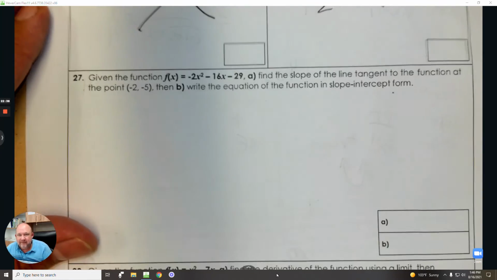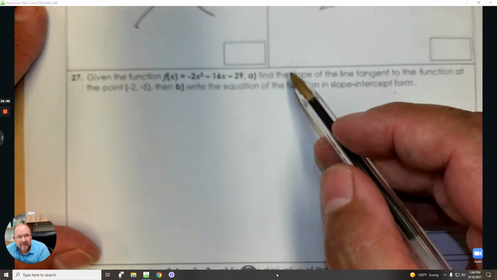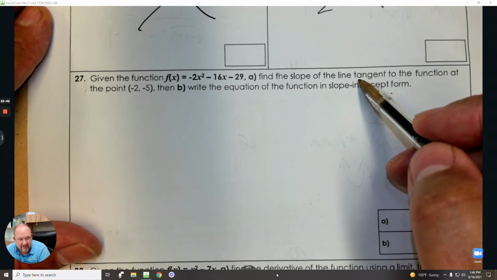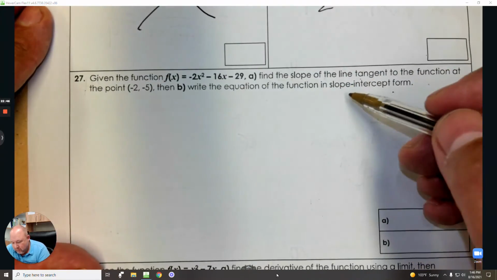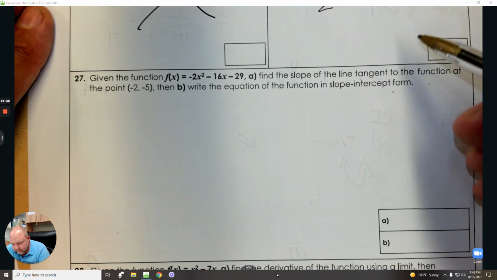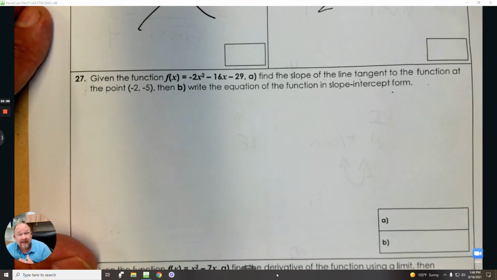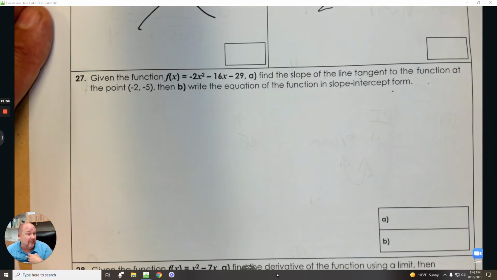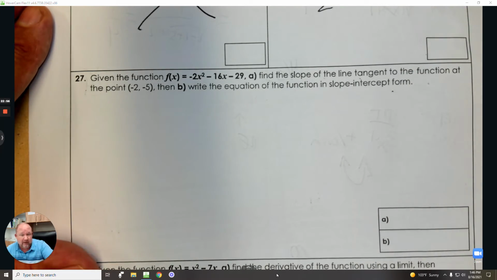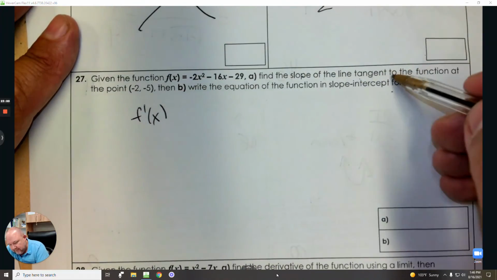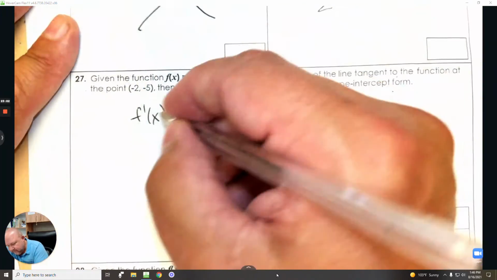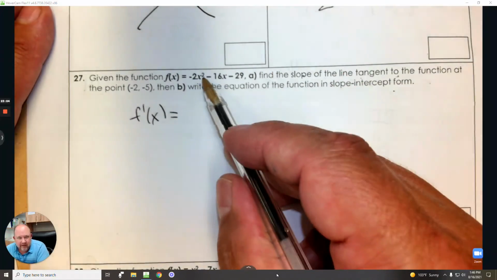Number 27. Given this function, find the slope of the tangent line to the function at that point, and then write the equation of the function in slope-intercept form. Now, we're not told to find the derivative in a certain way, so I'm definitely going to use shortcuts. So I'm going to do the power rule here. So to find the slope of the tangent line, it's the derivative of this.